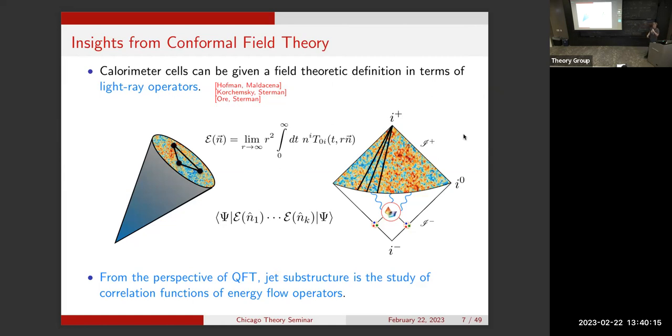From the perspective of quantum field theory, what you're actually doing in jet substructure is studying the properties of correlation functions of multiple of these energy flux operators, or ANEC operators, or light ray operators, they're a bunch of different names. And you're studying them in some state produced by the LHC or whatever other collider you have. One of the reasons why this is very nice is it gives a very concrete field theoretic definition of what you're actually trying to do in jet substructure. And then you can apply more sophisticated techniques to study these particular objects, which is what we'll do in the rest of this talk.